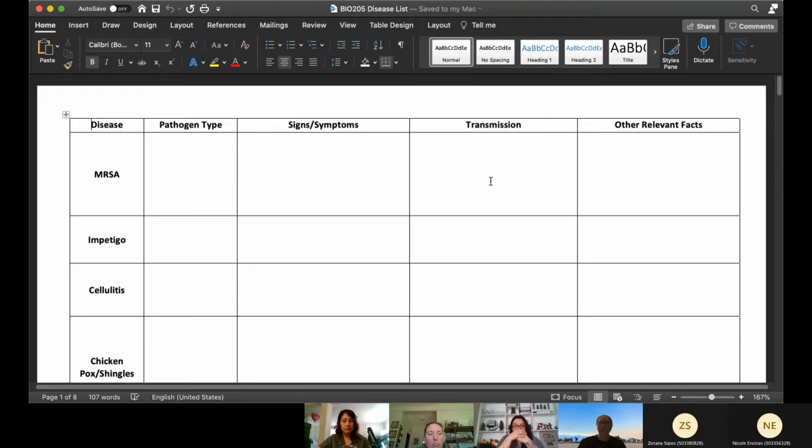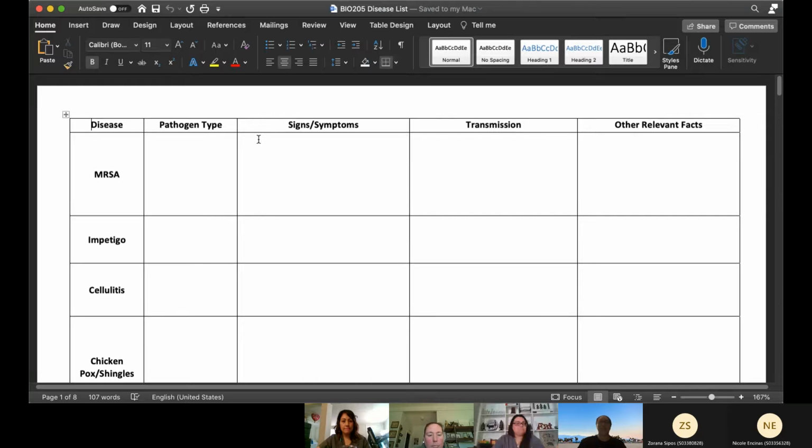And then there's always going to be some relevant facts with each of these diseases that you might want to just keep a small thought in your mind. What was something unique about this disease? What was something that it caused? Where's a common place to find it, for example? So we could start with MRSA as an example. MRSA is methicillin-resistant Staphylococcus aureus, so that's a pathogen type, that would make it a bacteria. And I would even add resistant bacteria in this column.